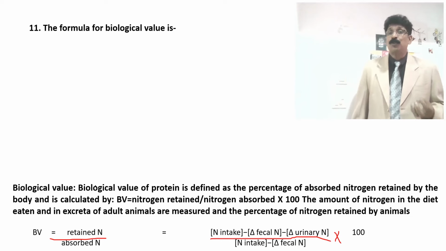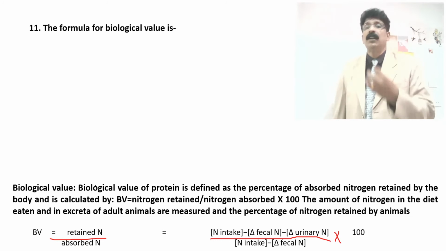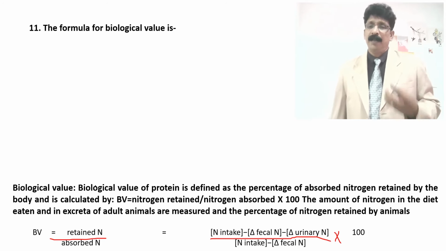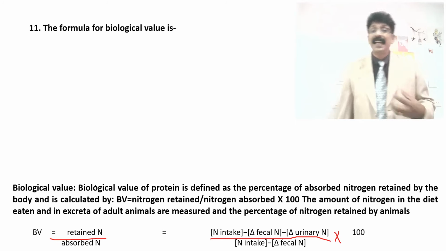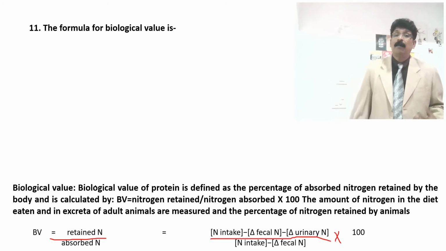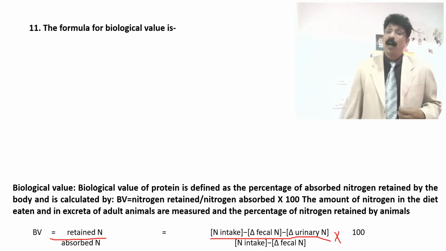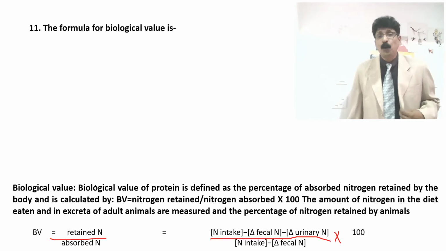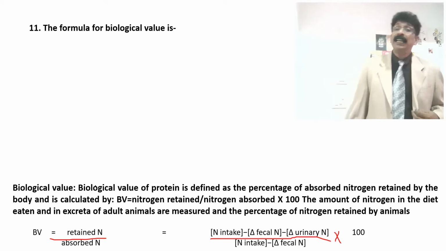also to be subtracted from the initial intake nitrogen for the animal or the human being, divided by N intake, that means initial intake, minus only the fecal nitrogen, into 100. That is absorbed nitrogen. Why have we not subtracted the urine nitrogen in the denominator while talking about absorbed?